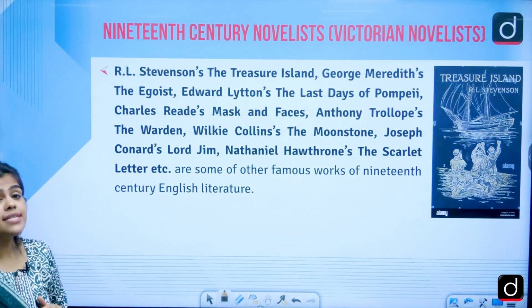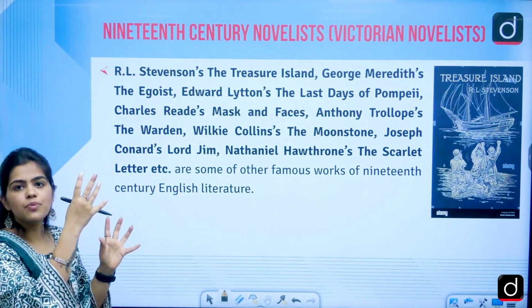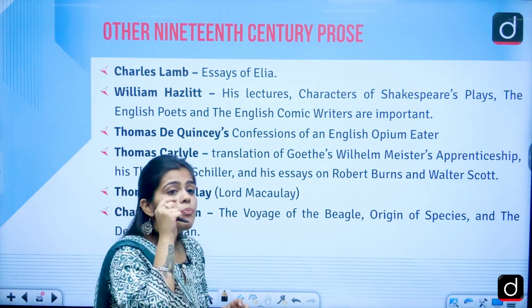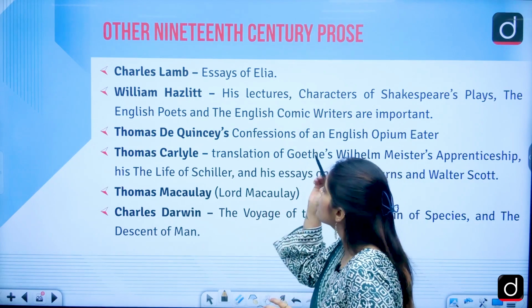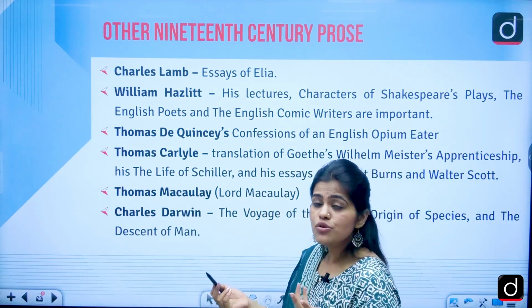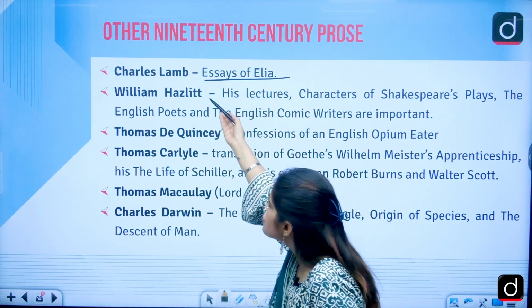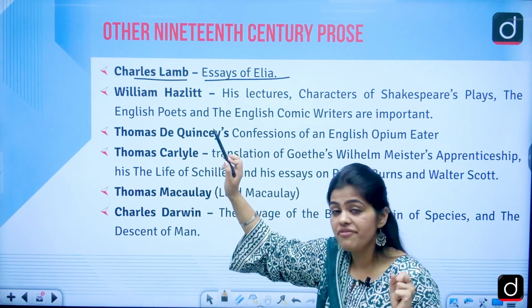He has written historical novels. Then we'll be studying the other writers that were there in the 19th century literature also. Then comes the prose period, and they will ask questions. One or two questions are asked from the prose. They can ask questions like who is associated with Essays of Elia, right? So you should know it is Charles Lamb who has written it. So texts associated with them are very important.